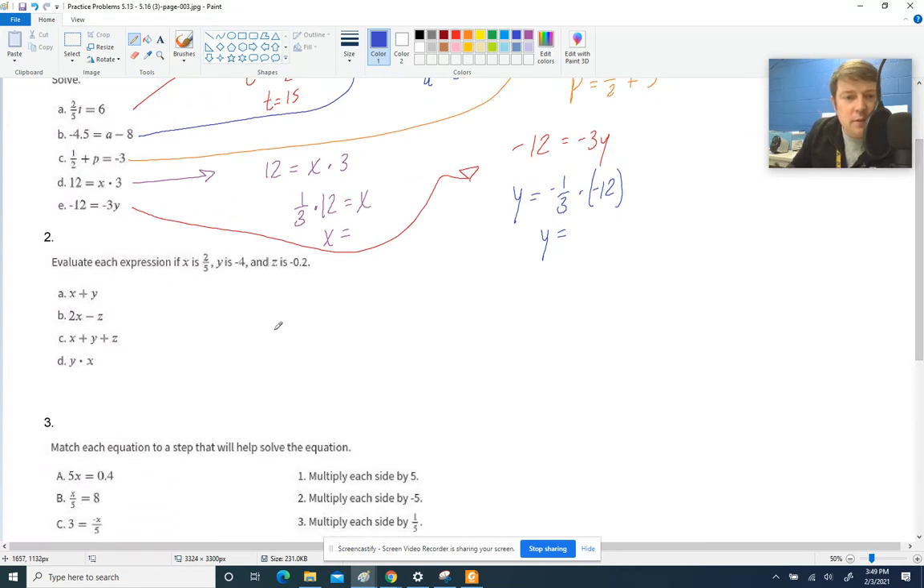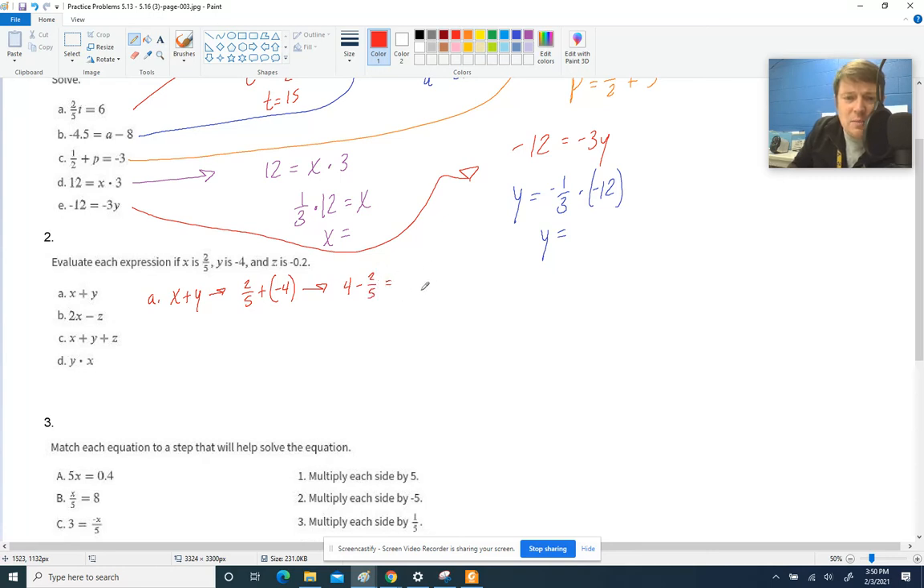Evaluate each expression if x is 2/5, y is -4, and z is -2/10. All right, let's do these. So x plus y for part A is going to be turned into 2/5 plus -4. So we have to add these two things together. The signs are different, so we are going to have to subtract them. This is a lot like rewriting this as a subtraction problem. So it would be the same as 4 minus 2/5.